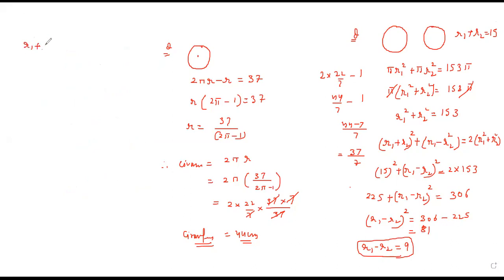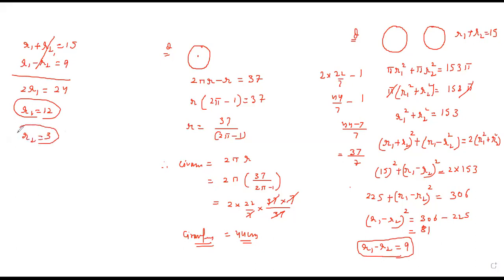Yes, sir. Clear. R1 plus R2 is given 15. R1 minus R2 we have calculated 9. When I solve it, 2 R1 is equal to 24. R1 is equal to 12. If R1 is equal to 12, R2 is equal to 3. So the ratio R1 upon R2 is equal to 12 upon 3, that is 4:1.